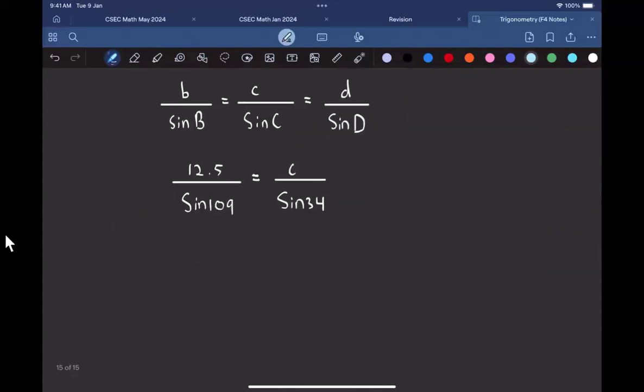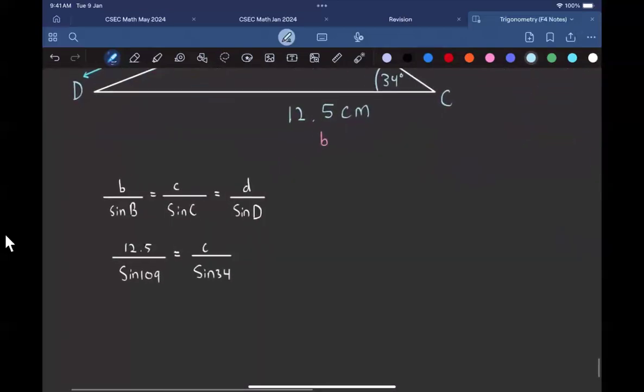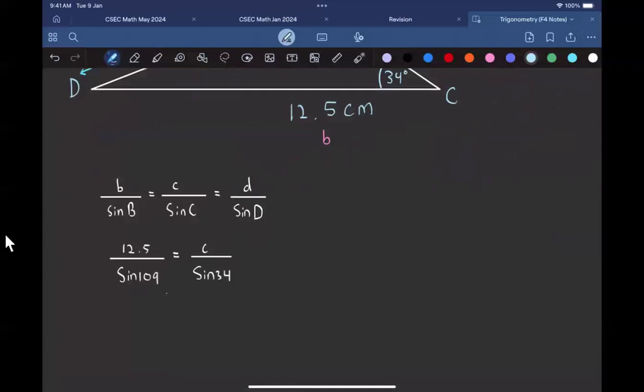So what do I do now? I have two fractions. Cross multiply, also known as crisscross. What would I end up with? Again, 12.5 sine 34, and that's equal to C sine 109.